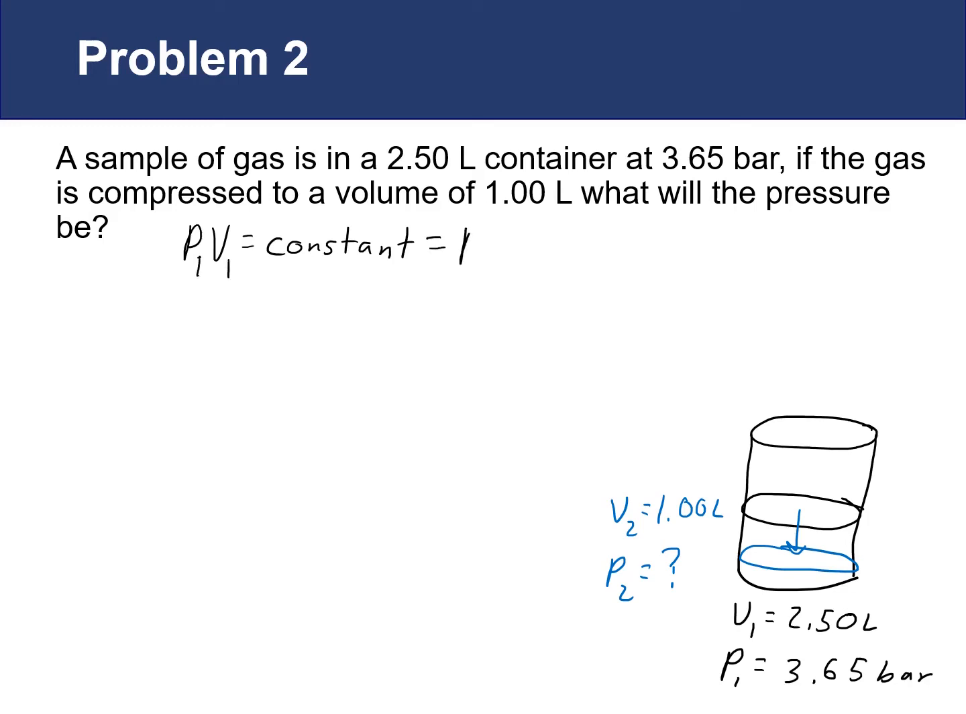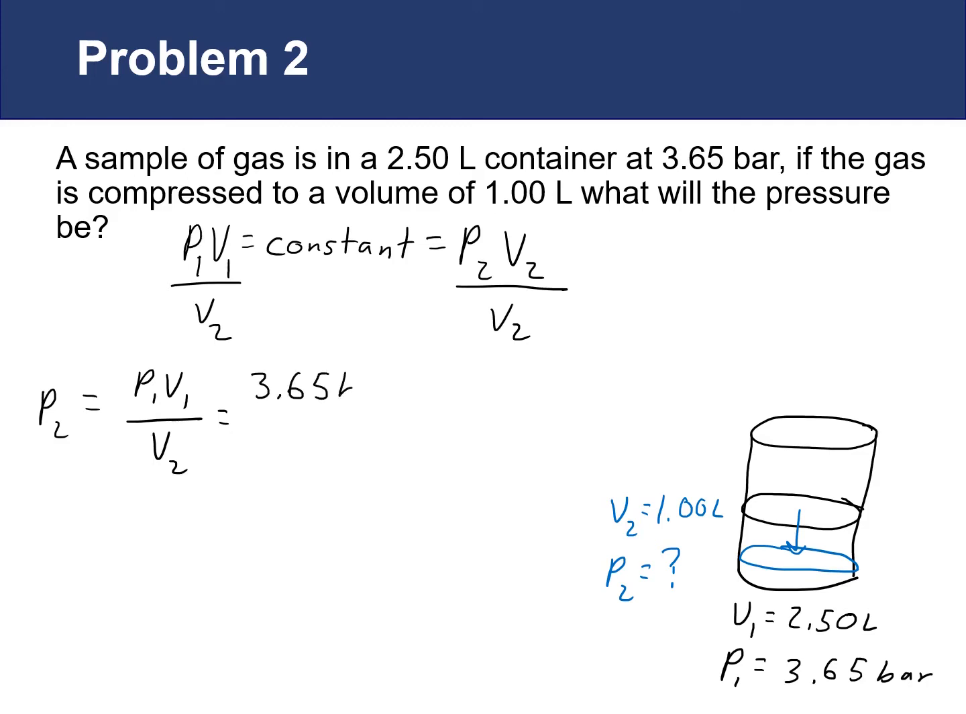That same constant is equal to P2V2. We're trying to find P2, so we're going to divide both sides by V2, giving us P2 is equal to P1V1 over V2, which is equal to, putting in our pressures, 3.65 bar times V1, 2.50 liters, divided by V2, which is 1.00 liters.